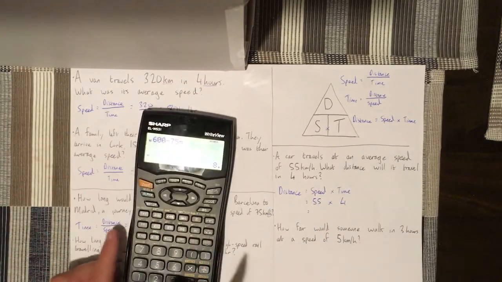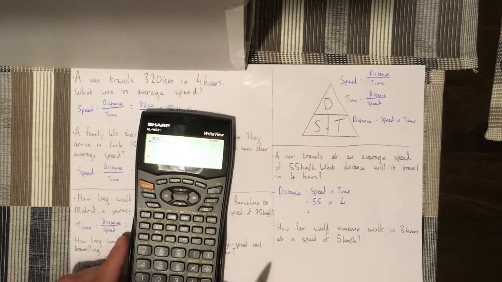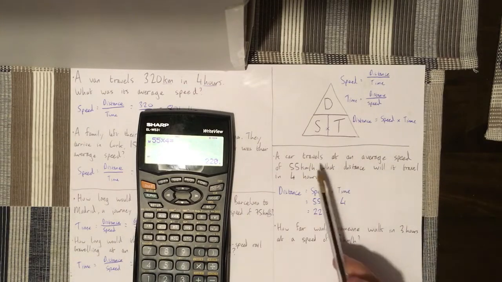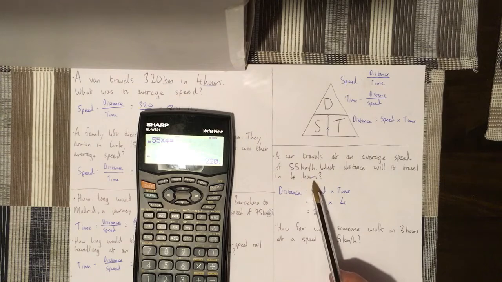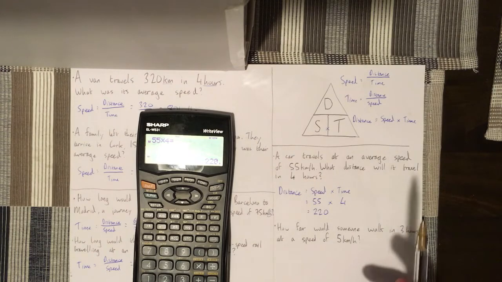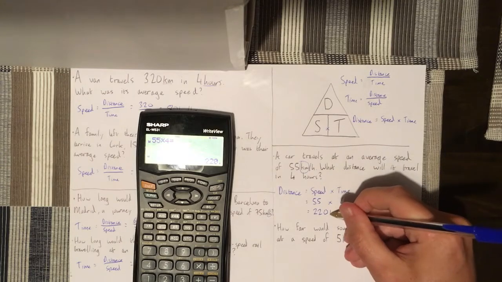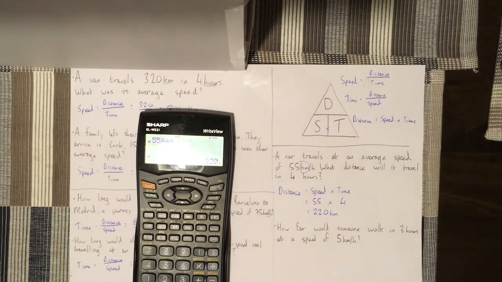So let's do that on the calculator. 55 multiplied by 4 is 220. I put kilometers per hour and hours in. I'm looking for a distance out, so it must be kilometers, 220 kilometers.